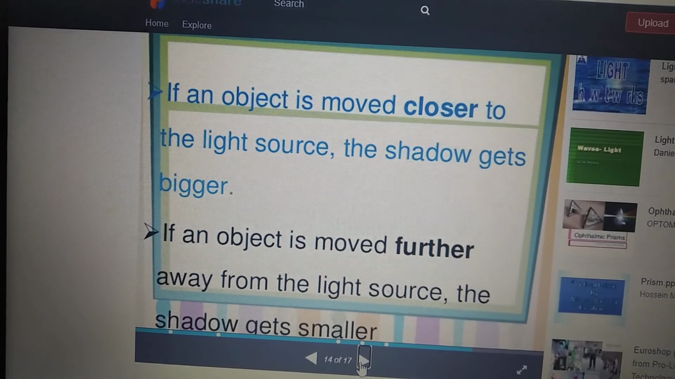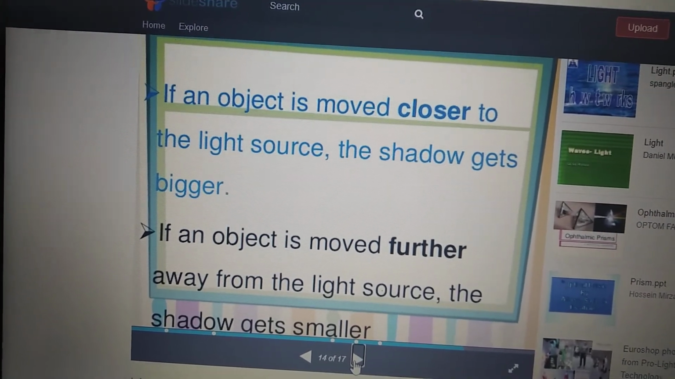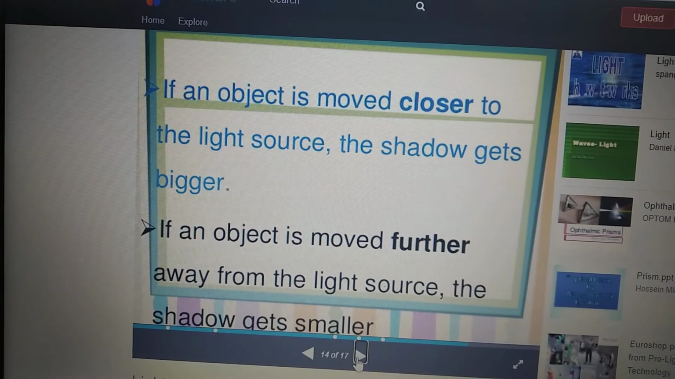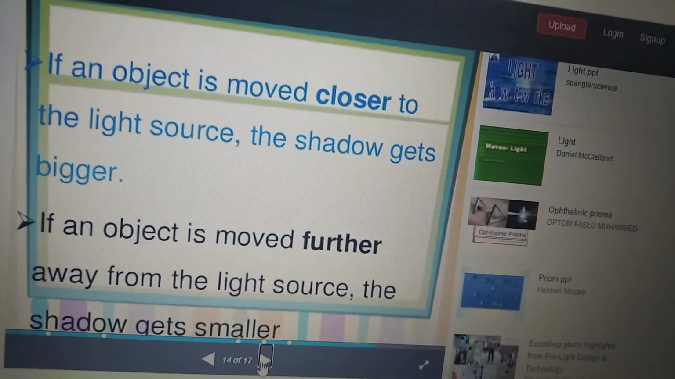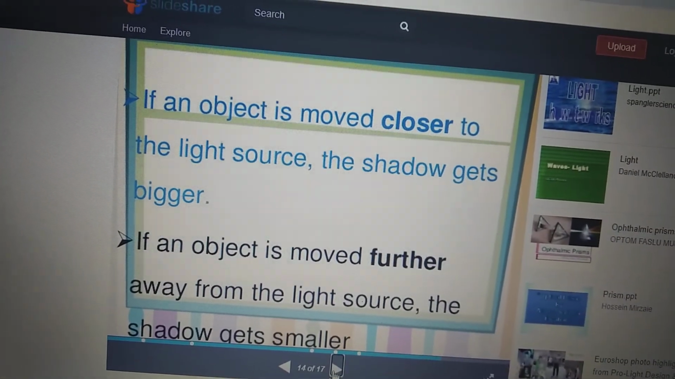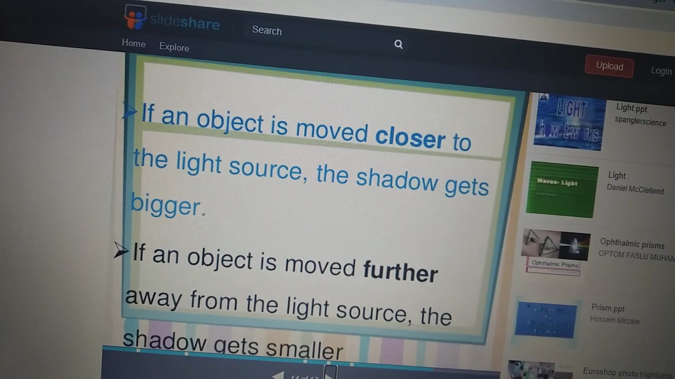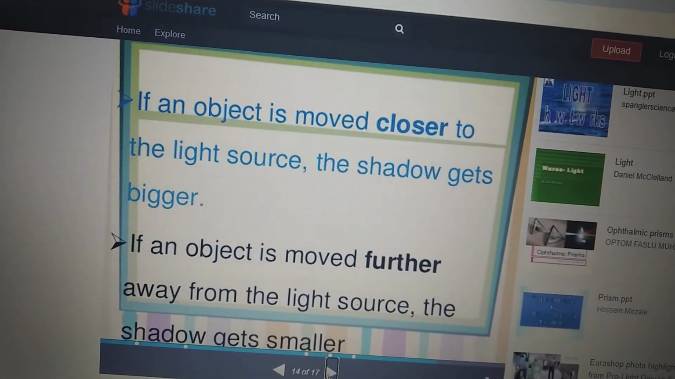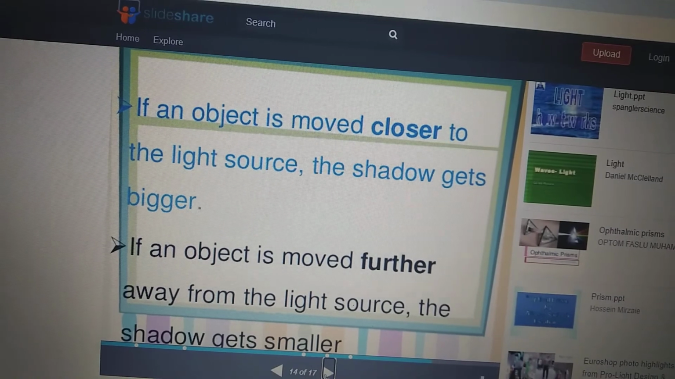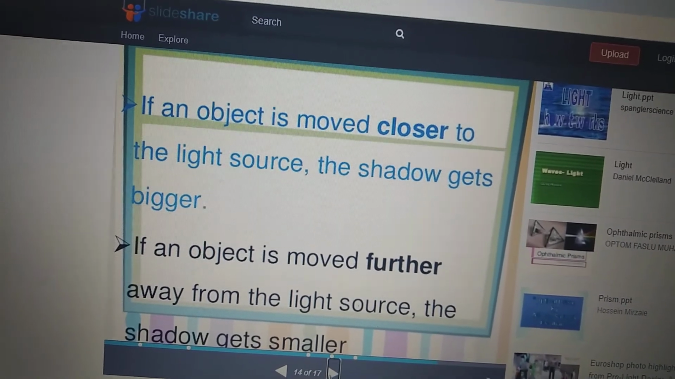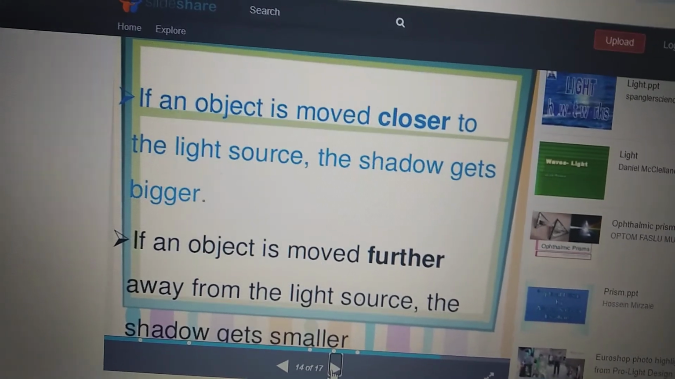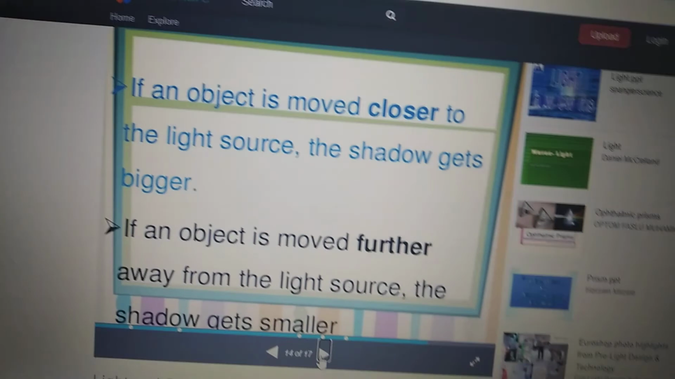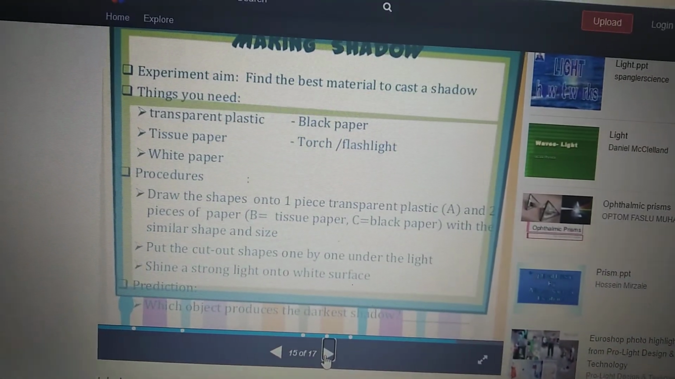If an object is moved closer to the light source, the shadow gets bigger. If an object is moved further away from the light source, the shadow gets smaller. These points you need to remember, children. In the morning the shadow will be long because the sun is at a low level in the sky, whereas at midday the sun is above. So this is about the shadow.